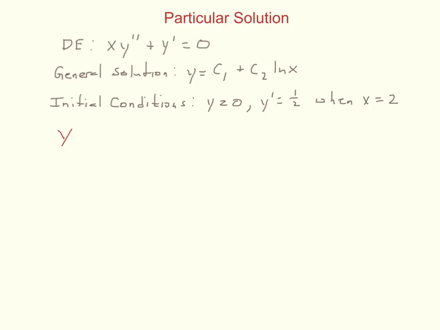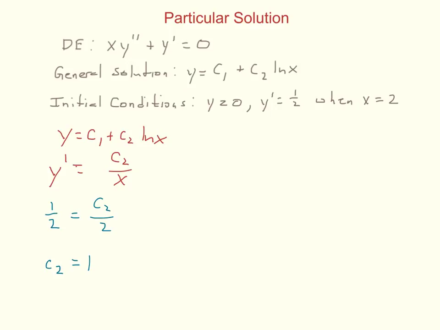So in this problem, I'm first going to rewrite my solution, which is y equals c1 plus c2 ln x. And remember that y prime in this case was equal to c2 over x. The first thing I know is that y prime is equal to 1/2 when x is 2. So 1/2 will equal c2 over 2, and from this, I can see that c2 is equal to 1. So there's my first constant.